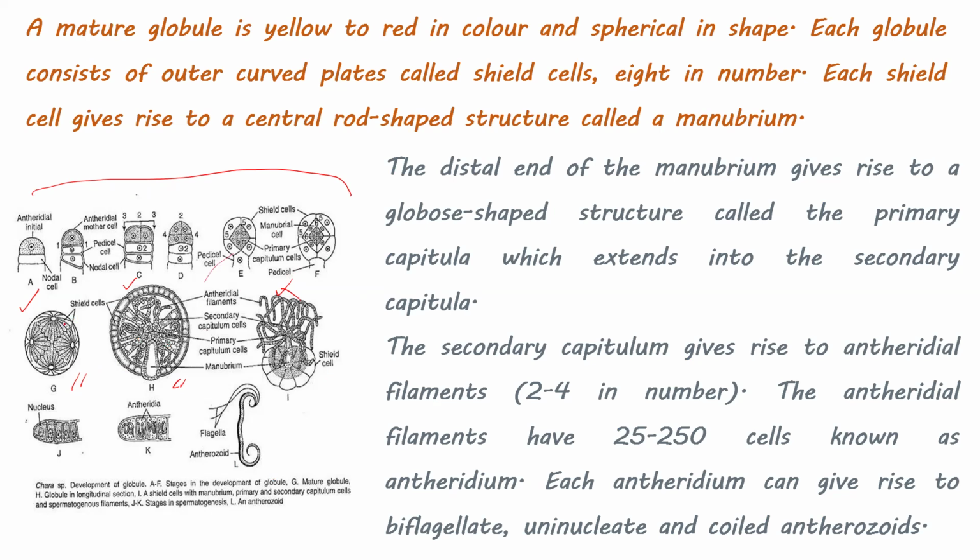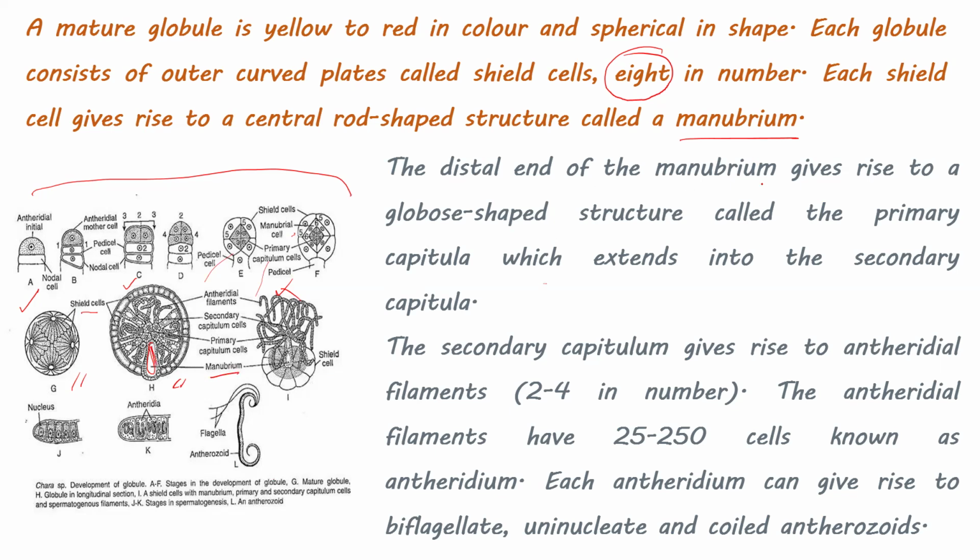Okay. Each globule consists of outer curved plates called shield cells. These curved plates are called shield cells, and they are 8 in number. How many? They are 8 in number. Each shield cell gives rise to a central rod-shaped structure called the manubrium. This structure, this elongated part, is the manubrium.